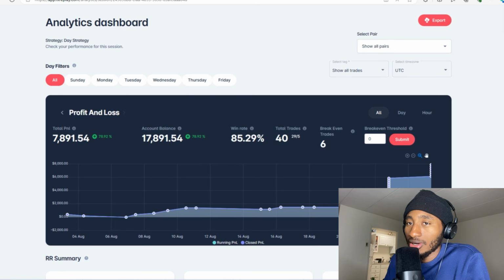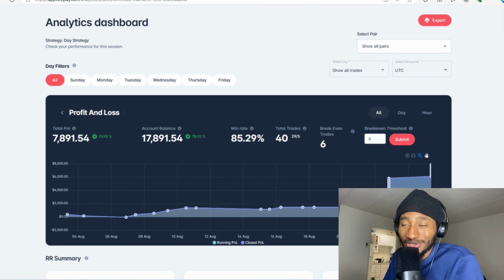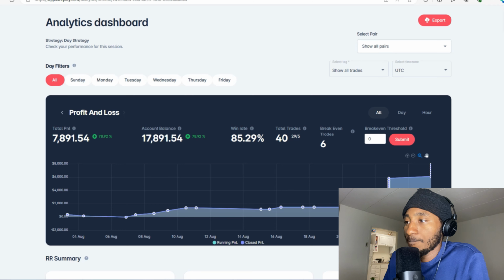right? Wrong. So I backtested this strategy for a month, and you can see down here I only backtested it for August, and in that month I gained 78%. That's a lot. Win rate 85%. Wow. Number of trades 40, and you think 40 is enough to tell you if your strategy is profitable or not, right? So look, this same strategy that I backtested for a month, I backtested it again for 7 years.